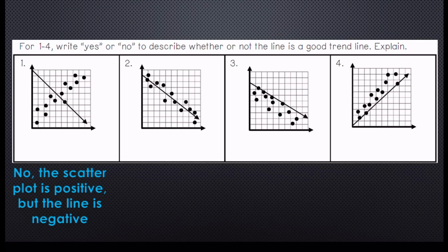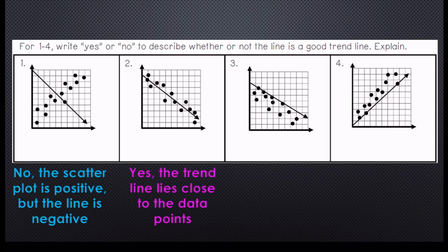When we look at 2, both our data points and our line are going in a negative direction, and our line for the most part is centered among the data. So yes, it would be a good fit because it lies close to the data points.